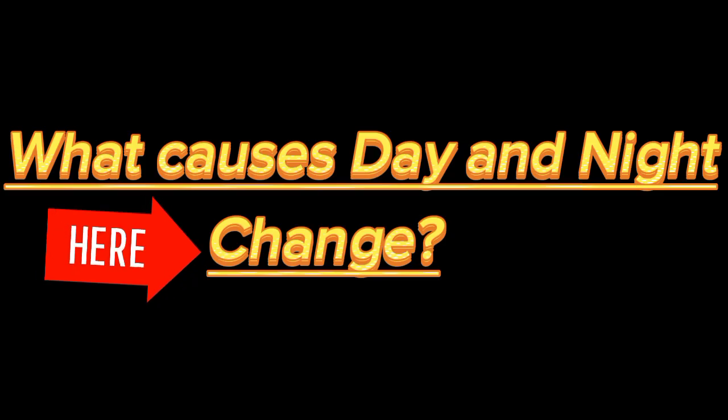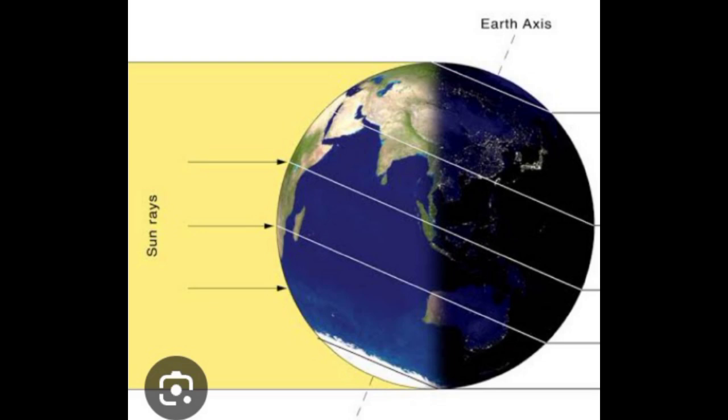What causes day and night change? Now, you may have noticed that the sun is coming out through the east and going down from the west, and then night comes. You may be wondering, how do they change? I'll explain. So, first things first, the earth rotates around its own axis, which is called rotation. And second, the earth revolves around the sun, and this is called revolution.